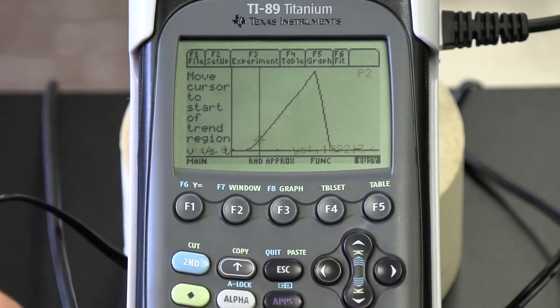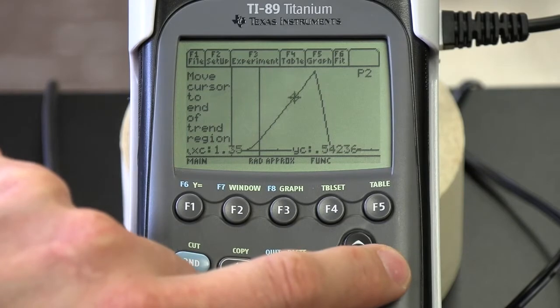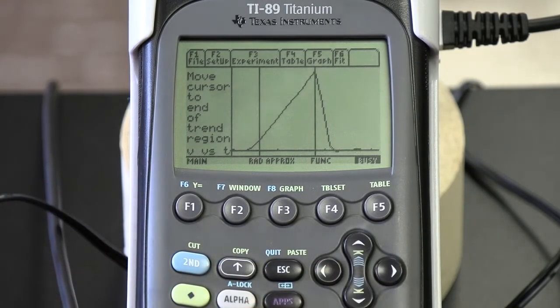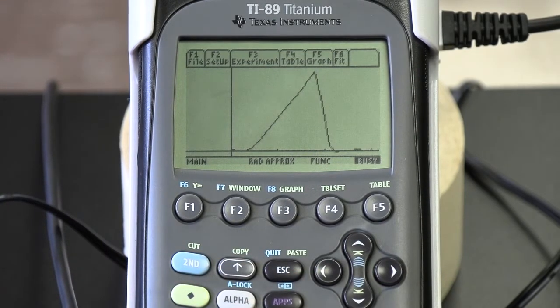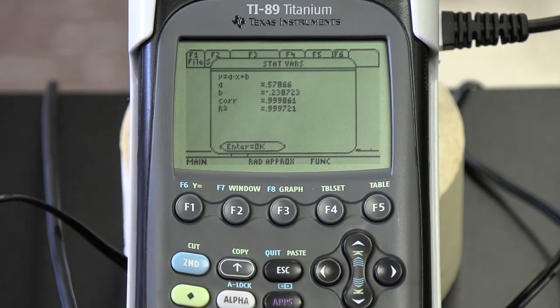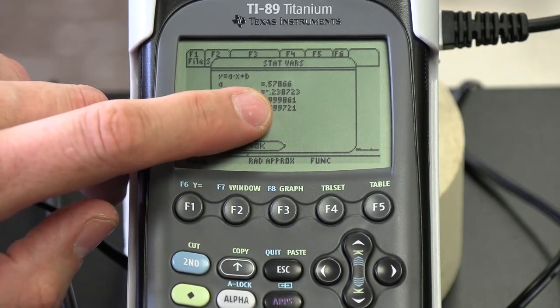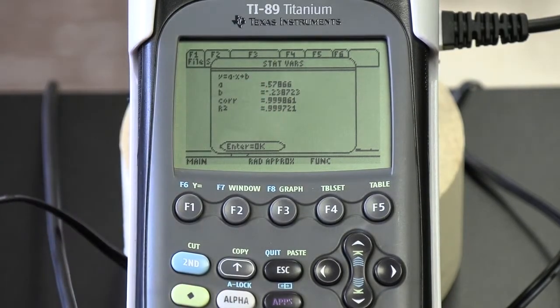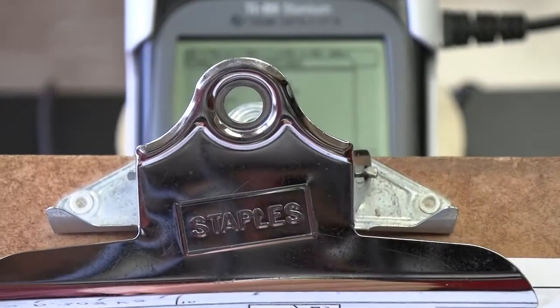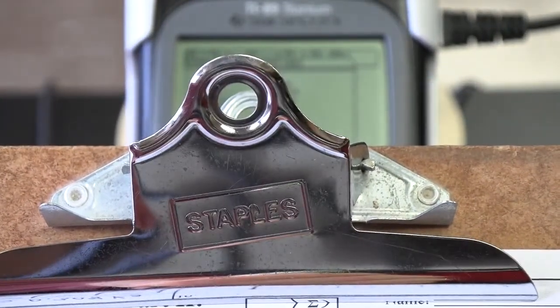I'd say maybe it starts right there, and the acceleration ends there. Let's give it a moment to process. I see a slope of 0.578, so let's call it 0.58. So I'm going to enter that right here in my data table, 0.58.